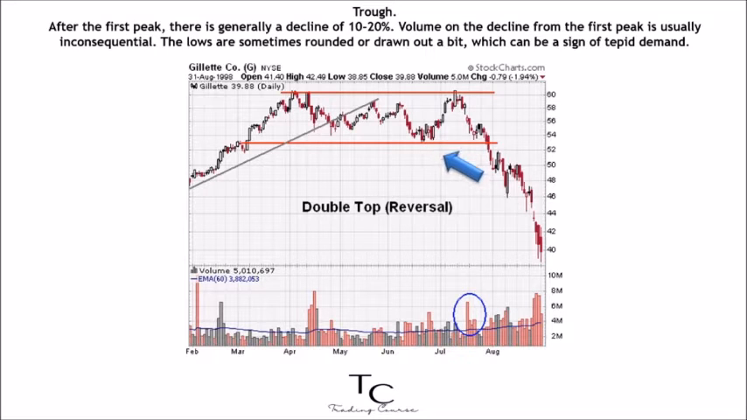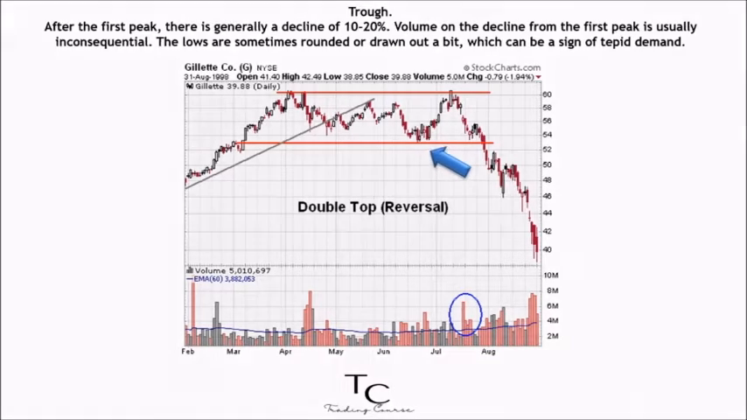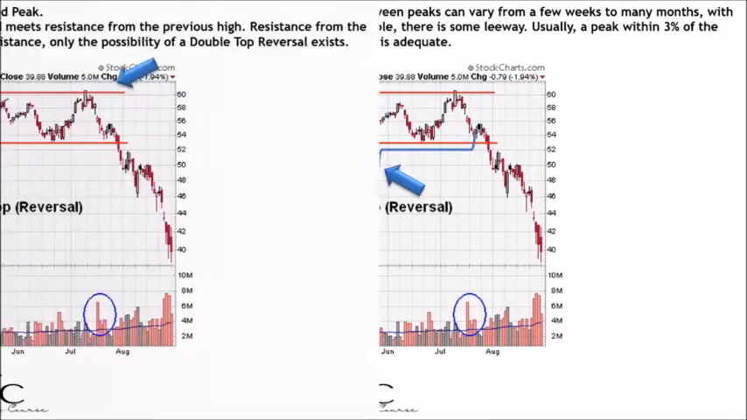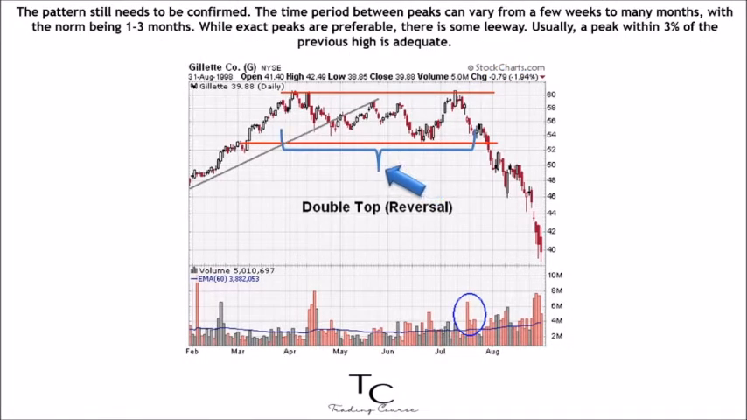Volume on the decline from the first peak is usually inconsequential. The lows are sometimes rounded or drawn out a bit, which can be a sign of tepid demand. Second peak. The advance off the lows usually occurs with low volume and meets resistance from the previous high. Resistance from the previous high should be expected. Even after meeting resistance, only the possibility of a double top reversal exists. The pattern still needs to be confirmed.